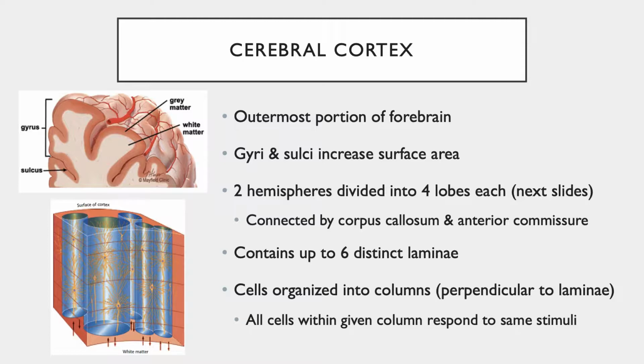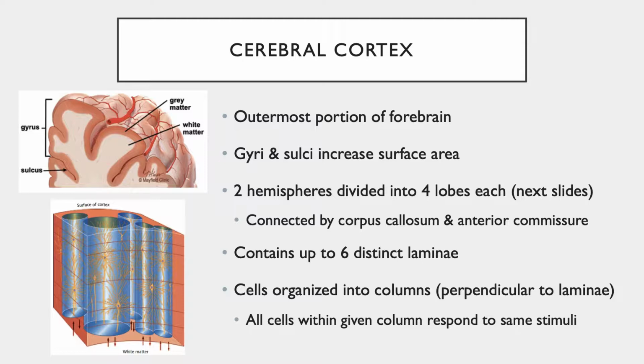The cerebral cortex is divided into two hemispheres that are each divided into 4 lobes. We'll talk about those lobes on the next slide, but for now I want to mention that the two hemispheres are connected by a tract of white matter known as the corpus callosum, as well as some smaller tracts that are referred to as commissures, most notably the anterior commissure.